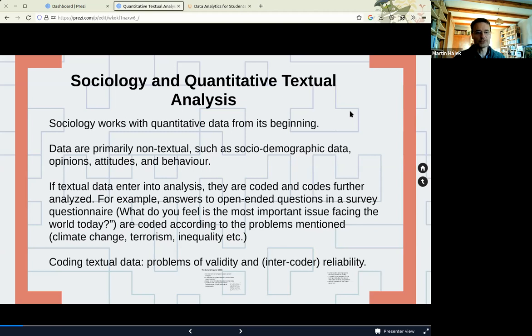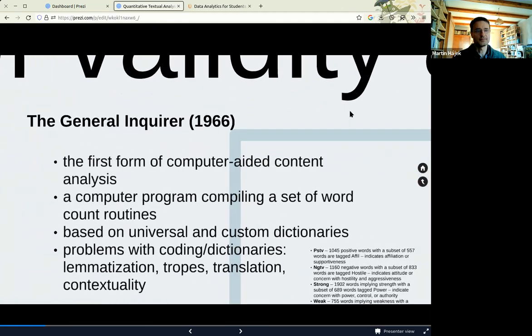And this was just a simple example, but I would like to illustrate the problem of validity and reliability in more detail. And I selected it also to illustrate the history of using text, or the history of textual analysis, in sociology and social sciences, quantitative textual analysis.